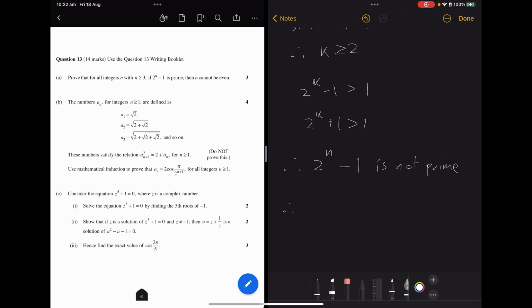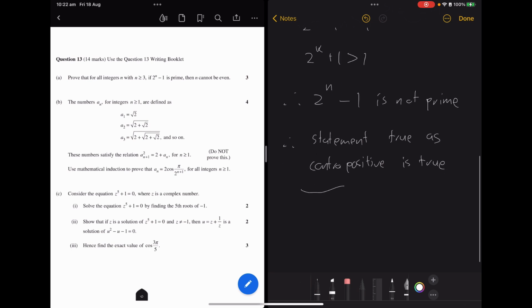Therefore, the statement is true as the contrapositive is true. And that will be it for part A.